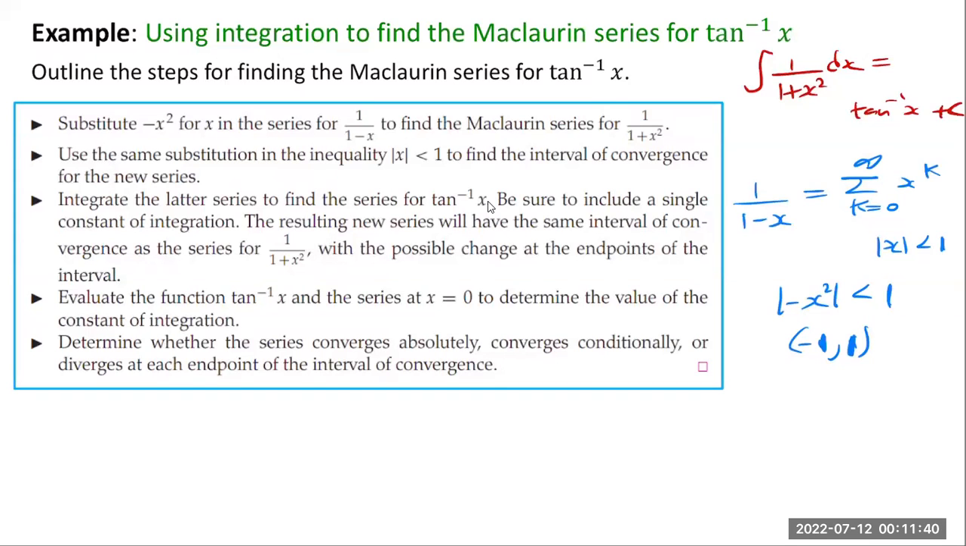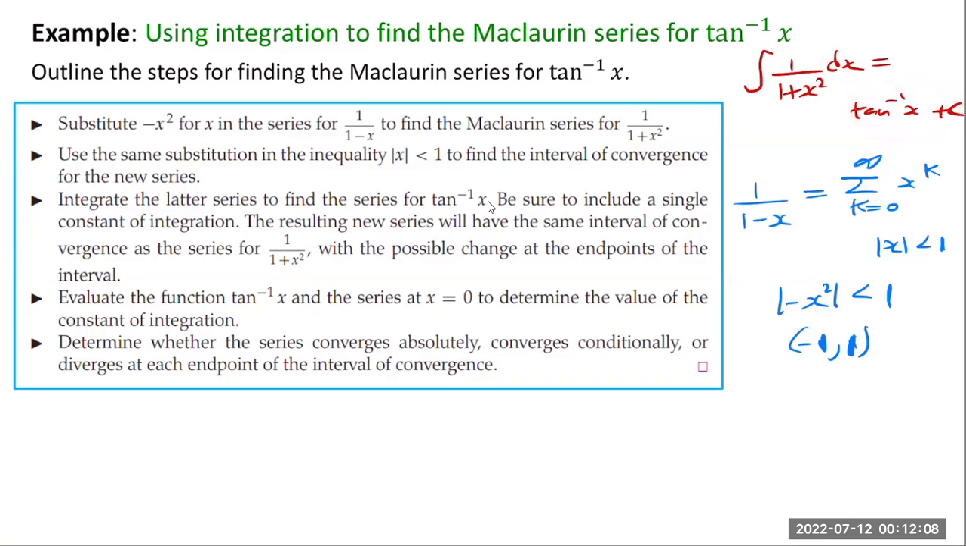Now the third step: how do you find the Maclaurin series for tan inverse x? I have the Maclaurin series for 1 over 1 plus x squared from step 1. I'm going to plug in that Maclaurin series here, and then apply my theorem to integrate the series. You can integrate term by term. That will give you the Maclaurin series for the function tan inverse x plus c.